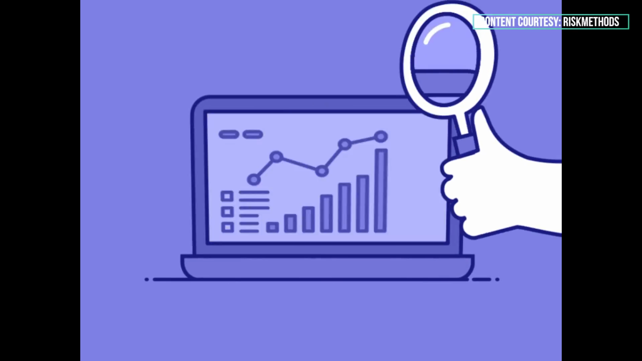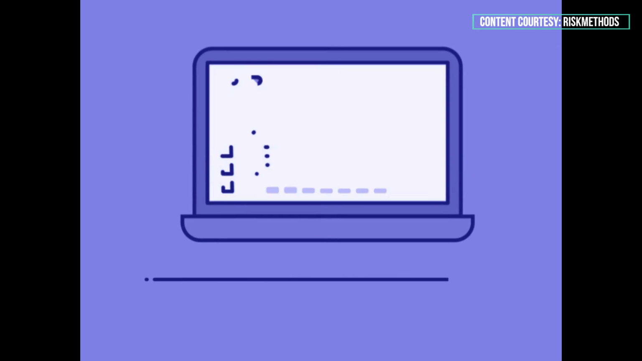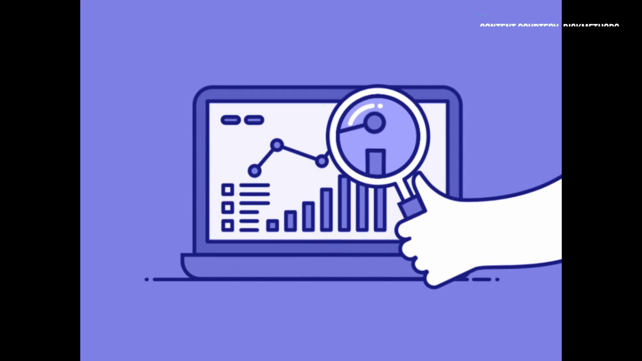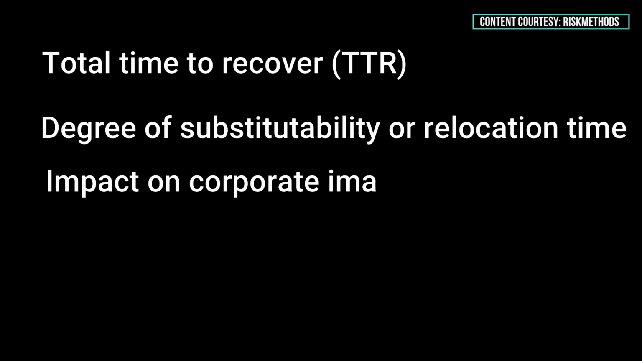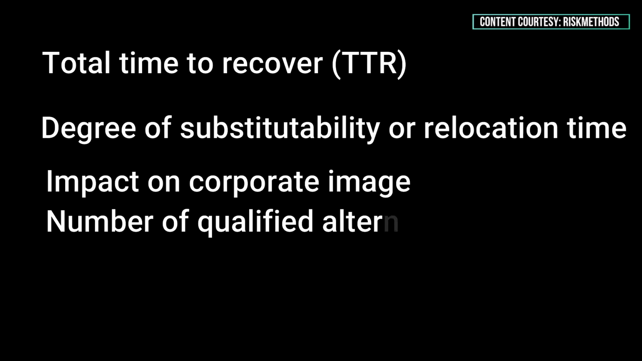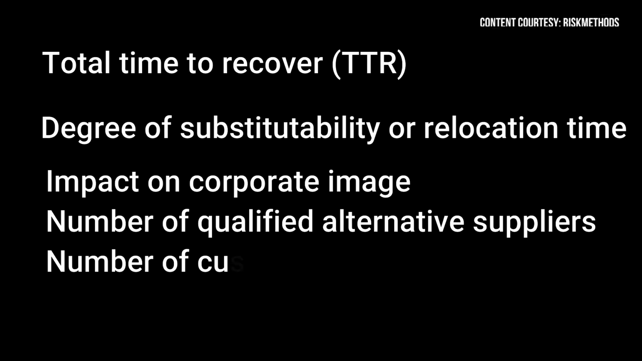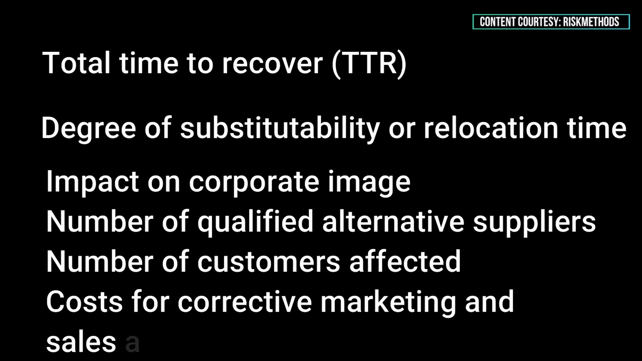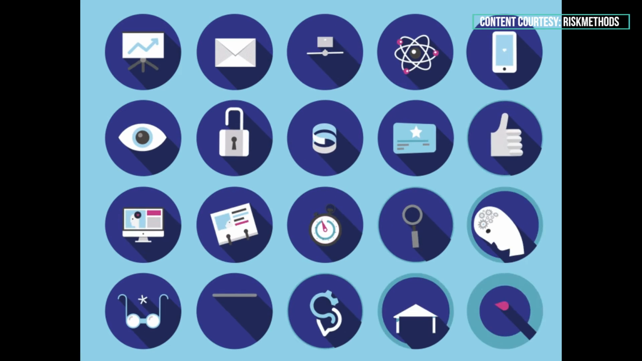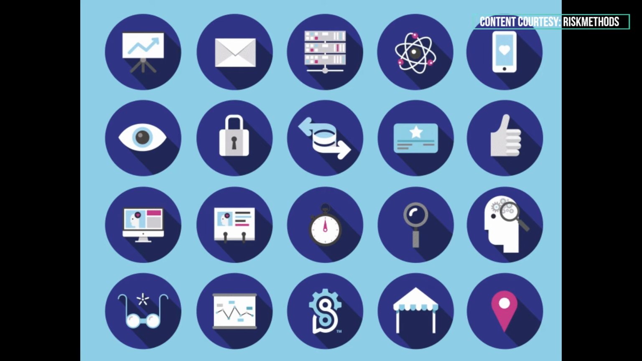The second thing is to identify the key parameters to assess. It can be things like total time to recover, degree of suitability, relocation time, impact on corporate image, number of qualified alternative suppliers, number of customers affected, cost for corrective marketing, and sales activities. After identifying the parameters to assess, you need to create a risk assessment journal.